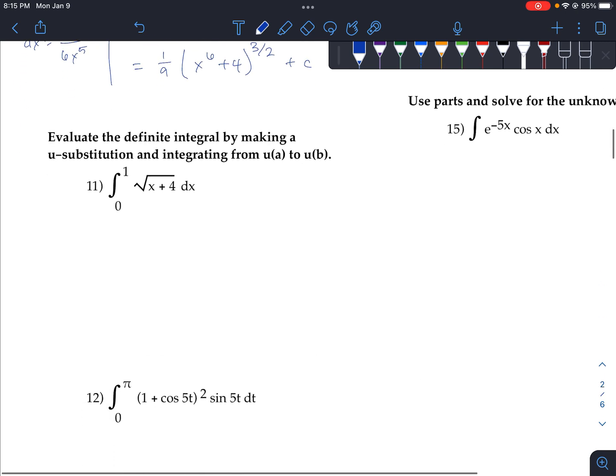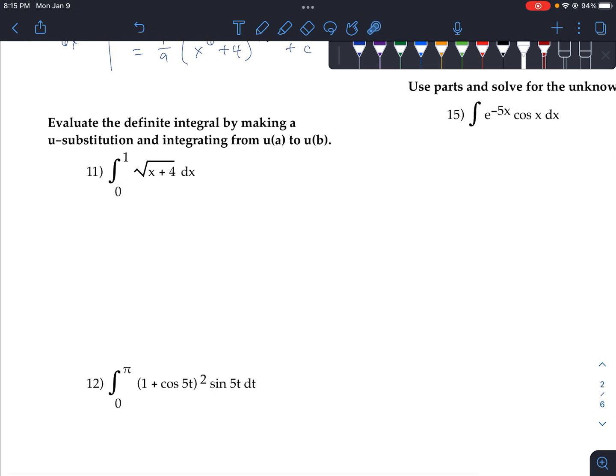Evaluate the definite integral by making a u substitution and integrating from u of a to u of b. I'll talk about what this means right here, but really, any way that you want. There's two different ways you can do this. I really don't care which way you do it. The question might be telling you to do it one way. I don't care which way you do it.